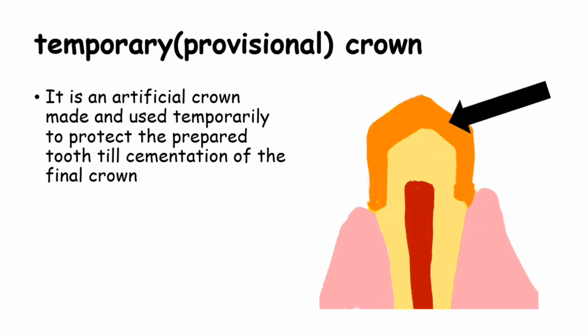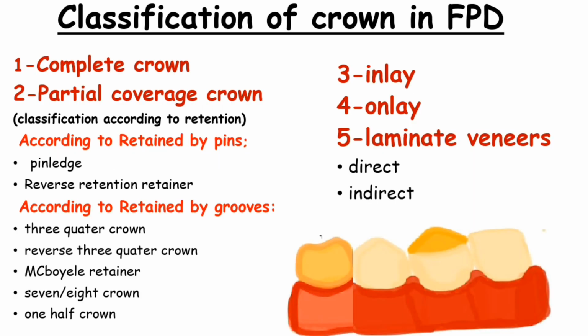Now the other term is temporary crown, which is also called a provisional crown. It is an artificial crown made and used temporarily to protect the prepared tooth until cementation of the final crown. Now we'll talk about the classification of crowns, which are one type of fixed partial denture prosthesis.